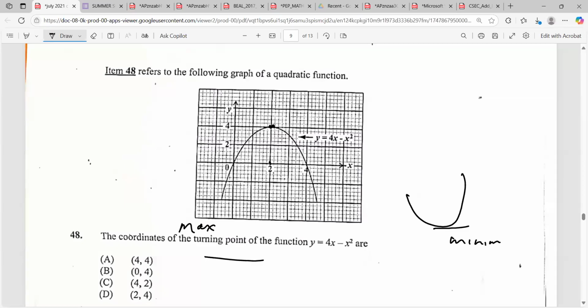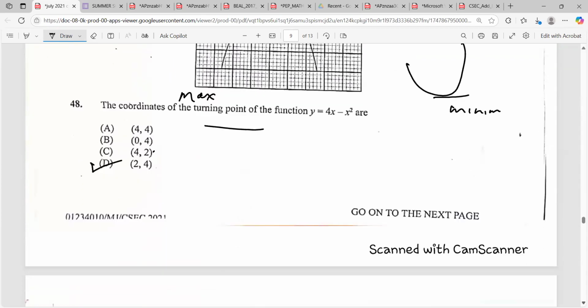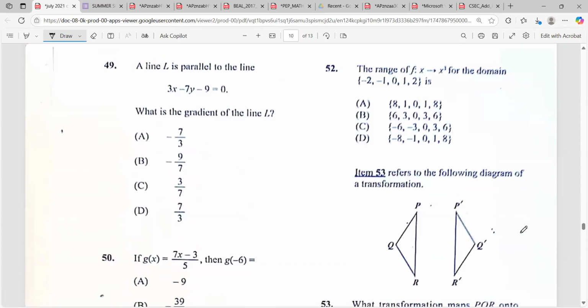All right, so you read the x first and then your y. So that's 2, 4. You see them put the 4, 2 first, guys. Sometimes you will get distracted and put the 4, 2, you know. So make sure you look carefully. CXC literally tries to set you up in every way.